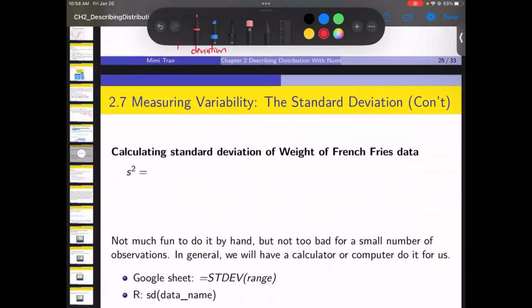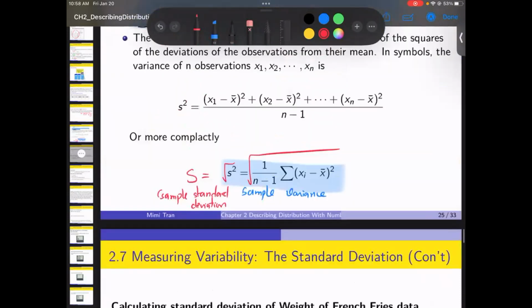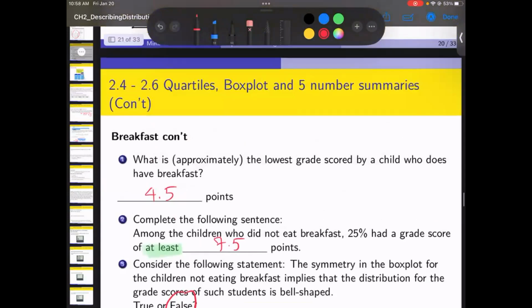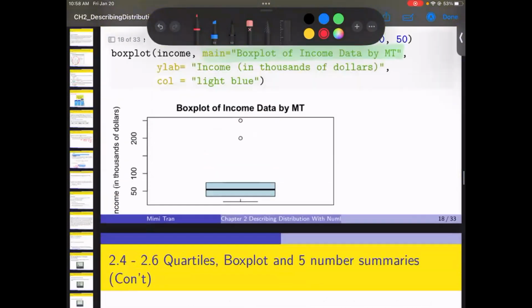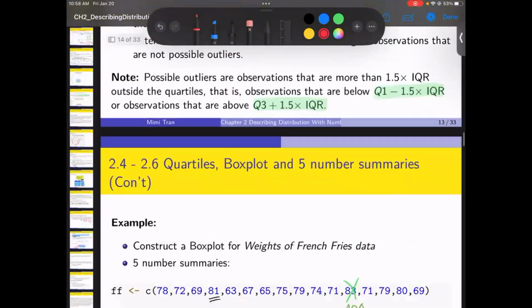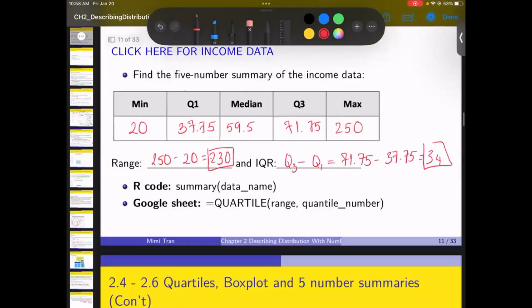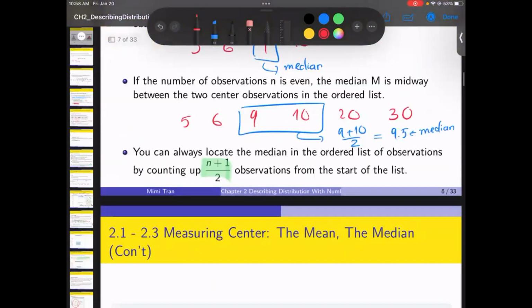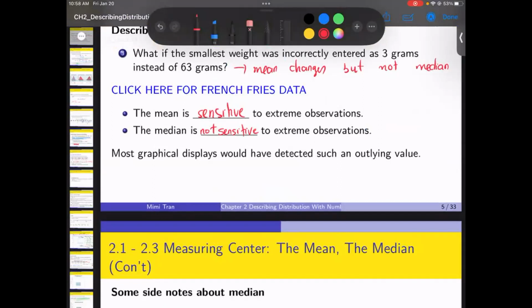The French fry data. Oh, good. I want you to go to your Google Sheet. If you forget, click here. It should save in your Google Drive, right? If it doesn't save, then it's somewhere up here. Oh no, that's income data. Right here. Click here for the French fry data. It's all the way up top.